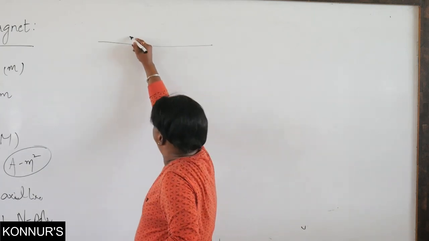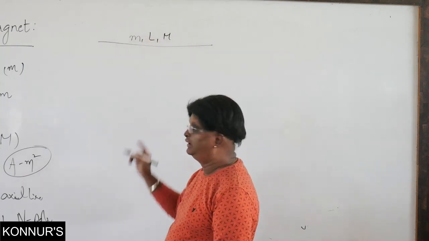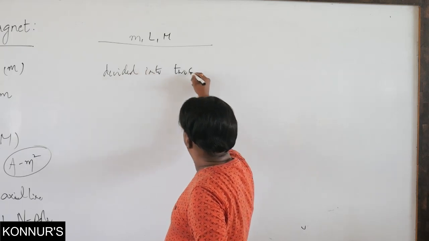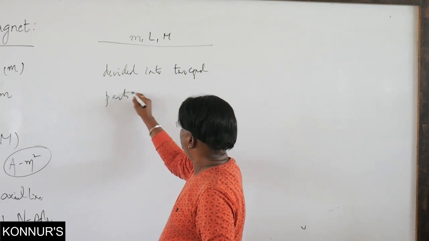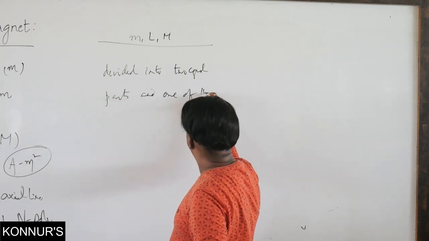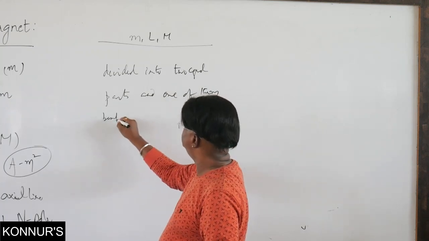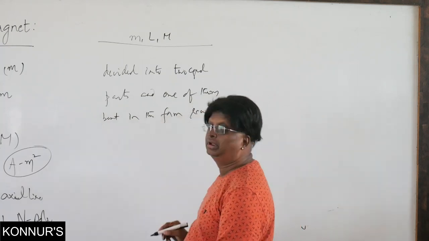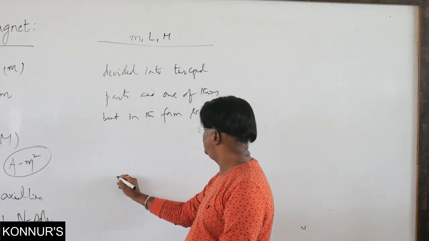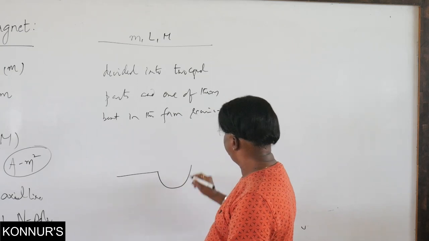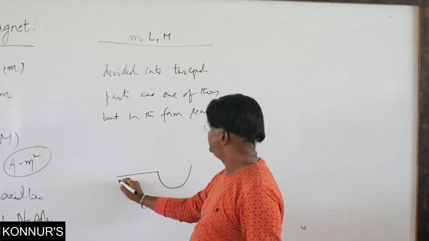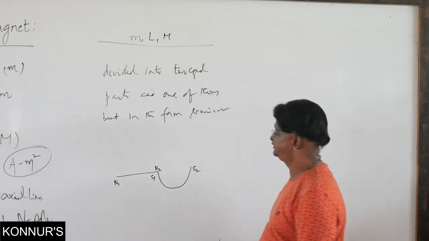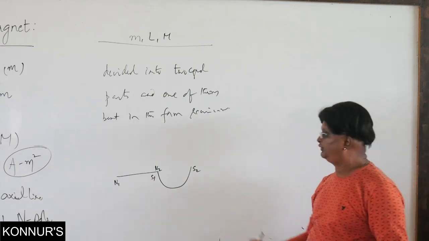This is a magnet of pole strength m, length L, magnetic moment M, divided into two equal parts, and one of them is bent in the form of a semicircle, and the two parts are arranged like this. Suppose this is how it is arranged. This is how the two parts are arranged, such that this is N1, S1 and N2, S2. So this is how it is given. Now what will be the net magnetic moment for this arrangement?